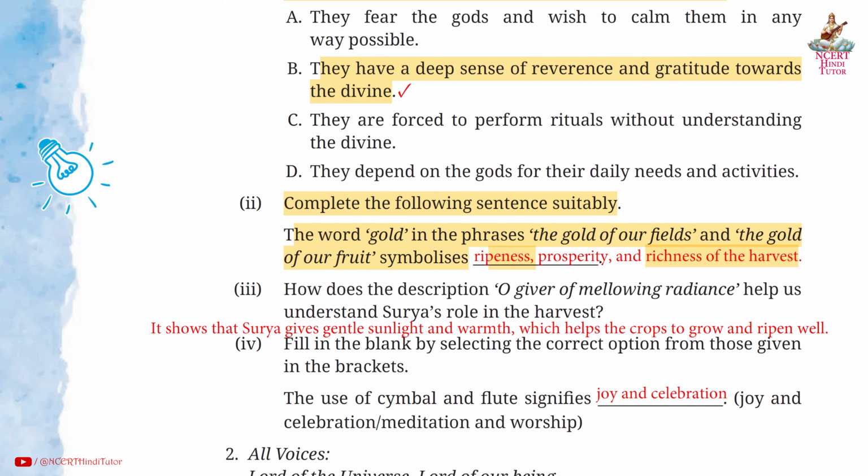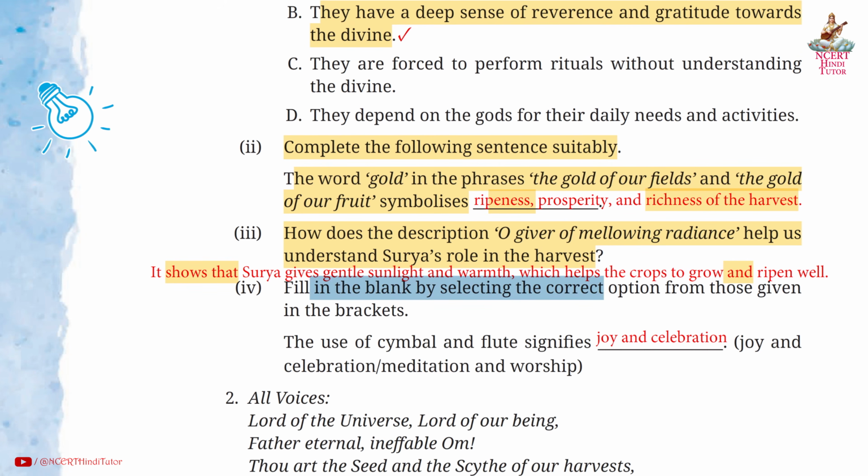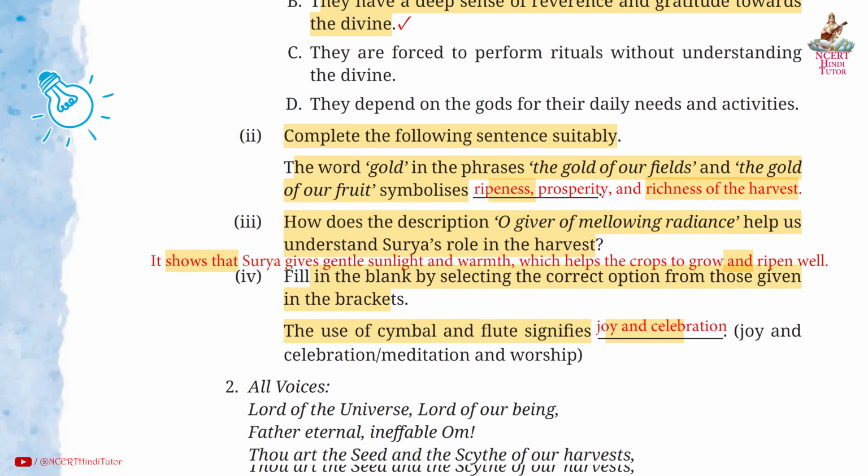Third, how does the description, O giver of mellowing radiance, help us understand Surya's role in the harvest? Answer. It shows that Surya gives gentle sunlight and warmth, which helps the crops to grow and ripen well. Fourth, fill in the blanks by selecting the correct option from those given in the brackets. The use of cymbal and flute signifies joy and celebration. So friends, you can note them accordingly.